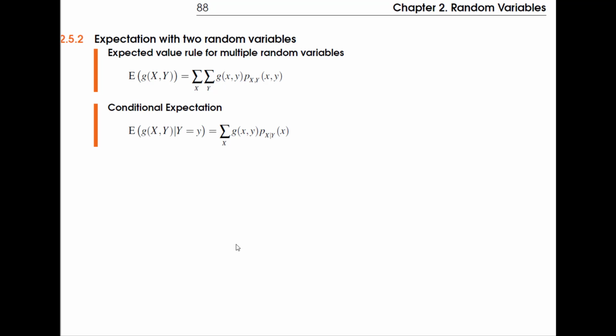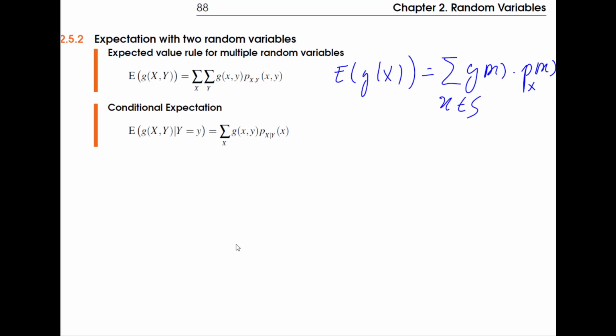Now let's see the formulas of expectation with two random variables. You'll see that they're the same as with one random variable. Remember, with one random variable, it's the usual formula, g of x times p of x, summed over x in the whole sample space. So it's the same thing. We're just adding y here, and then another summation for y, and y everywhere. A pretty straightforward generalization of the expected value.